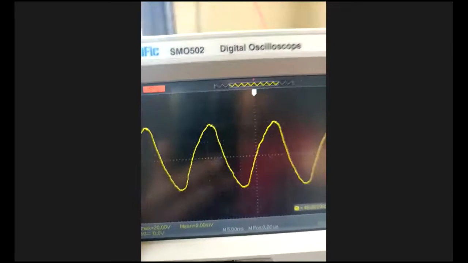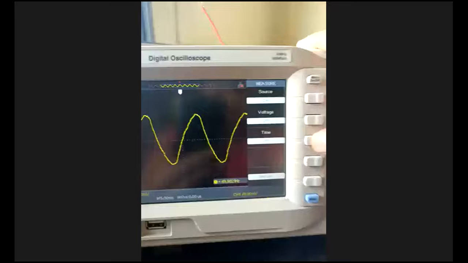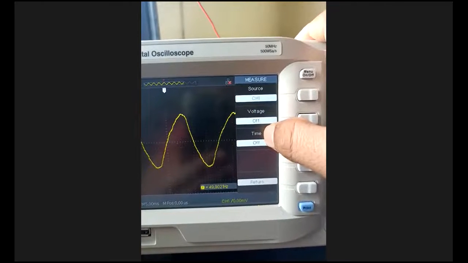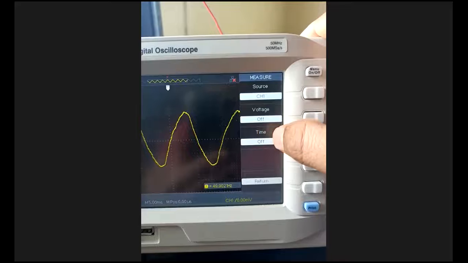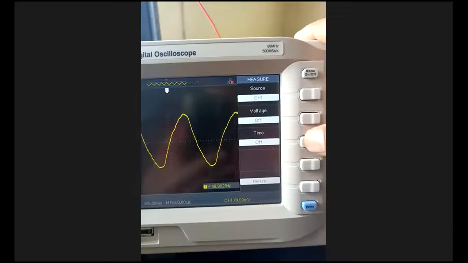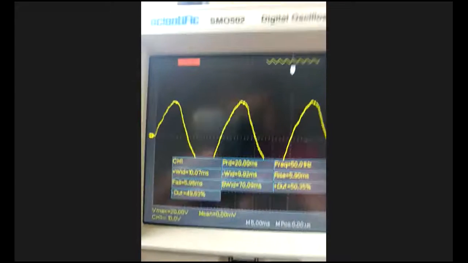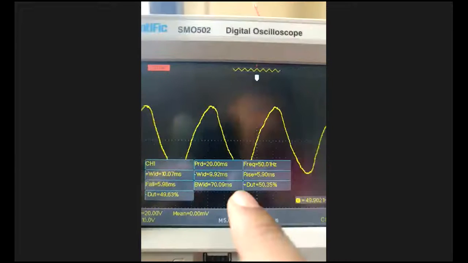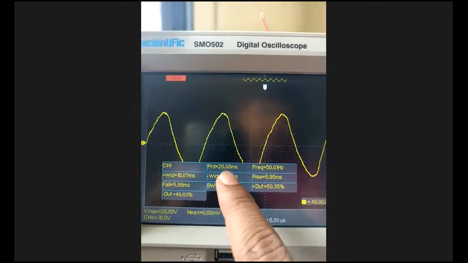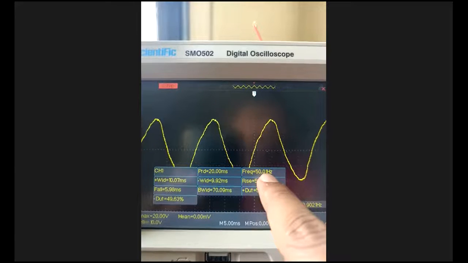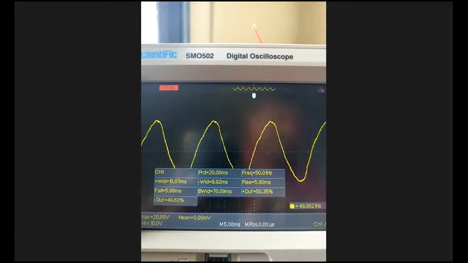Next, I will show the time period and frequency here now. See here. Here, what is there? Time. It is showing the time. Yes, so I will click on the time on. I will make the time on here now. See here now. So the time period is 20 millisecond. 20 millisecond. So the frequency is 50.01 hertz.